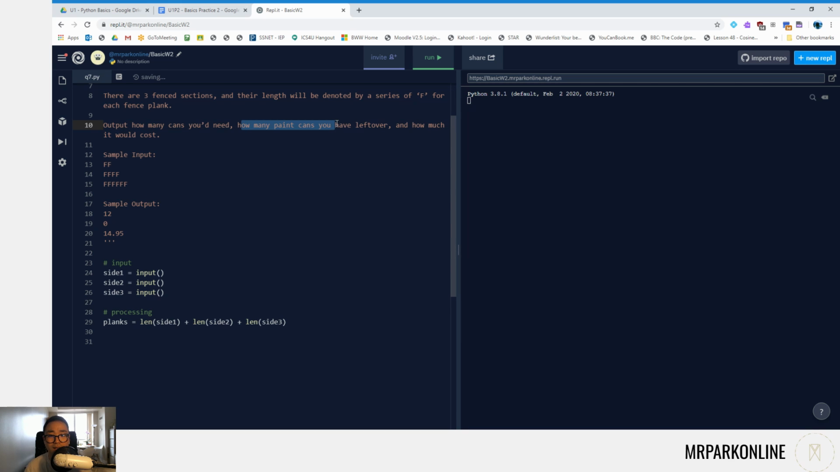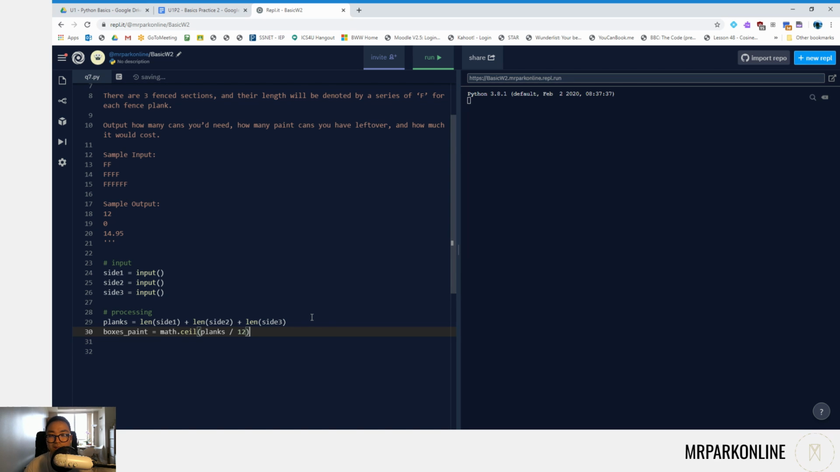Now we're going to calculate how many paint cans we would have left over. So to do that, let's say boxes of paint, which is just equal to our planks divided by 12. Now, sometimes if it doesn't divide by 12 perfectly, it's going to give us a decimal number. What we're going to do is round. Actually, let's do something better. We're going to go math.ceil because I want to always round up, right?